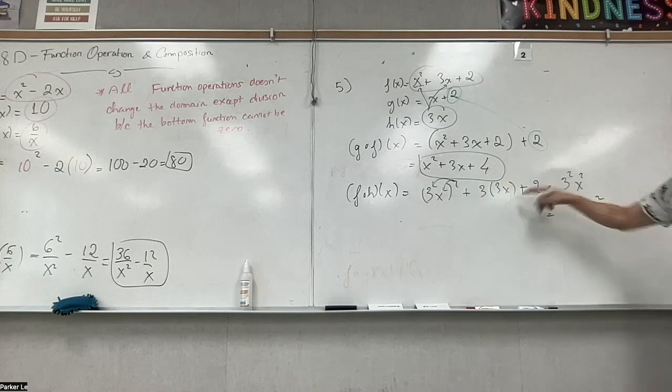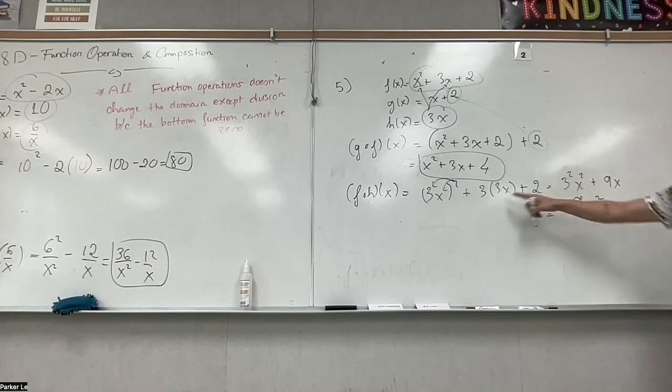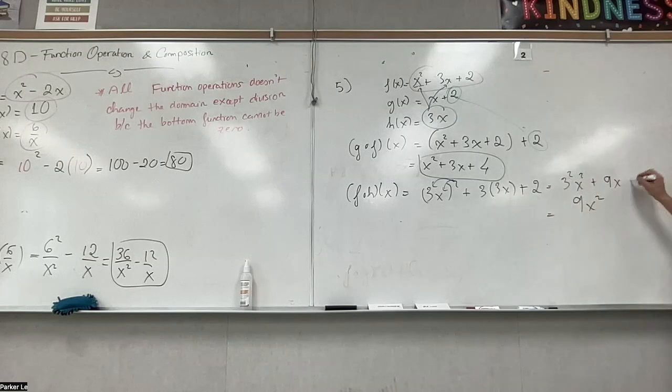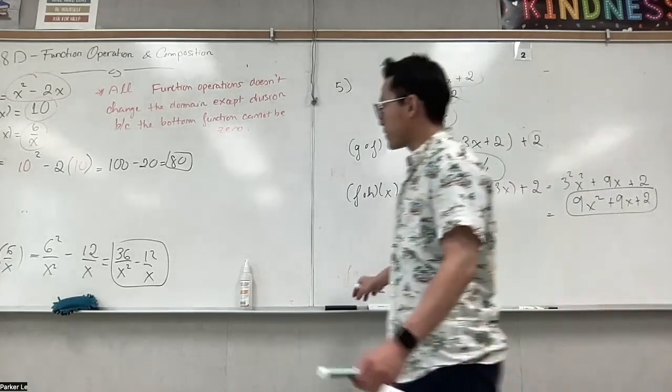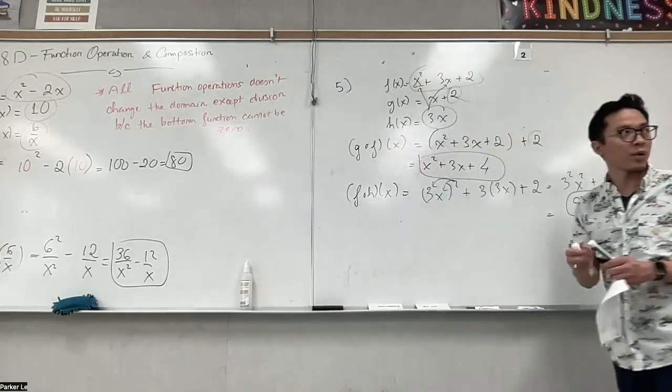What is 3 times 3x? 9x. 3 times 3 is 9. 9x, right? Plus 2. So 9x squared plus 9x plus 2. That's the answer. Do we simplify this? There's nothing we can simplify. This is x squared, this is x, this is no x. All right, any question for this part? So we're done with this part.